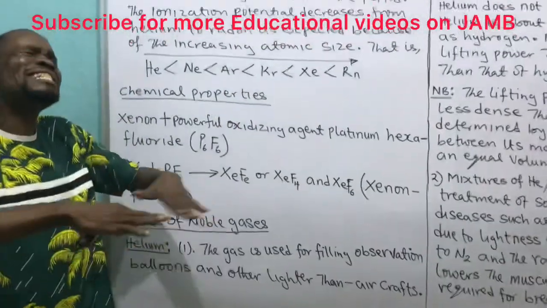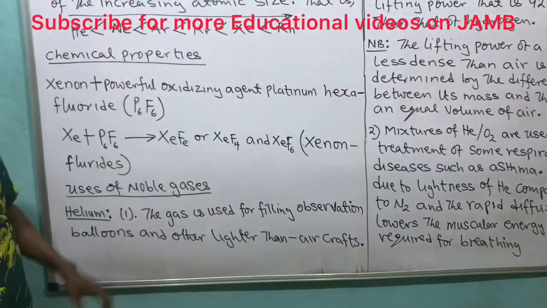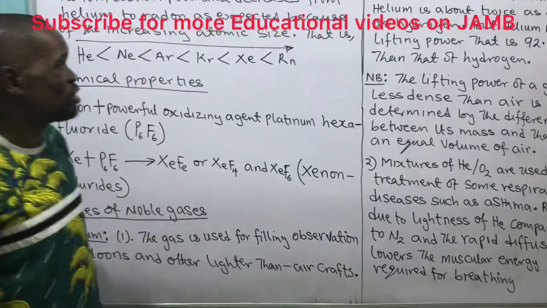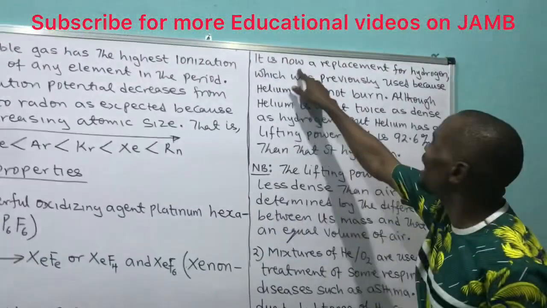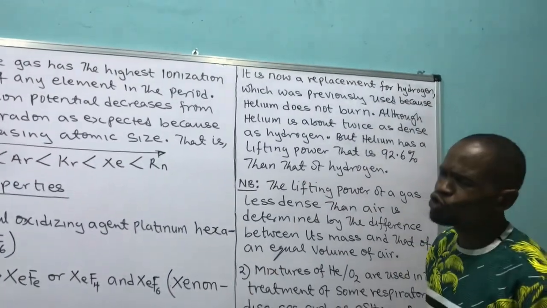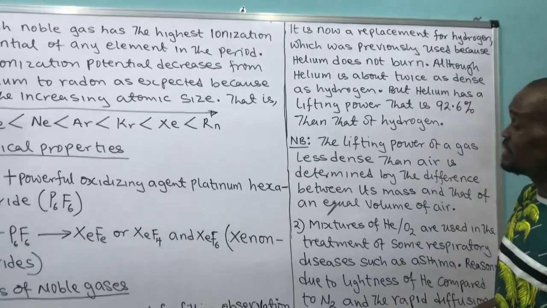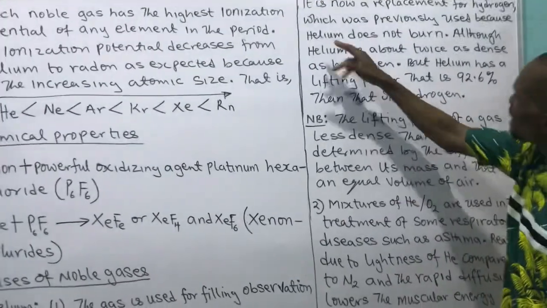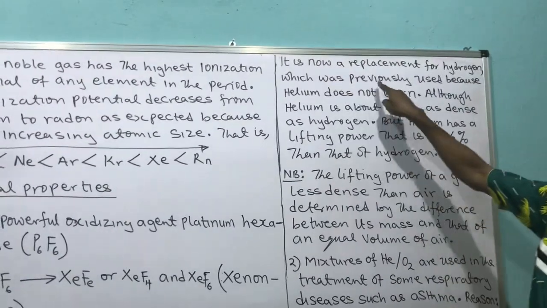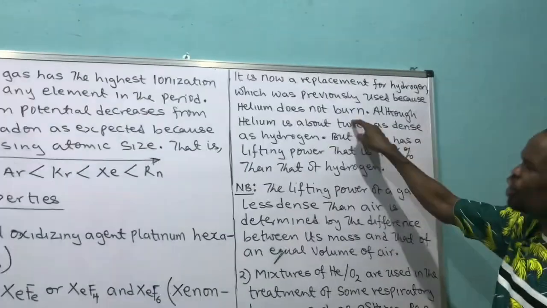It will be lighter than aircraft when we use helium to fill a balloon. It will be lighter than aircraft and it starts flying up without adsorption. So we said again, it is now a replacement for hydrogen. This is hydrogen we used to do it before. We used hydrogen to fill the balloon for this observation, but now helium takes the position of hydrogen, which was previously used, because helium does not burn.